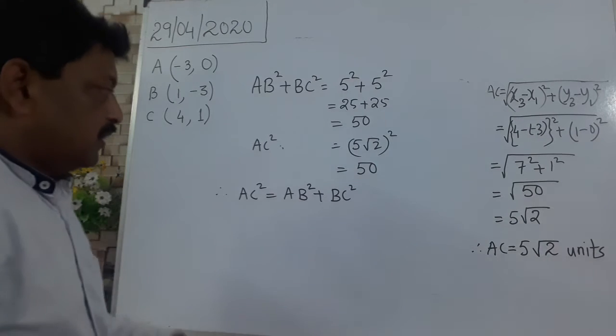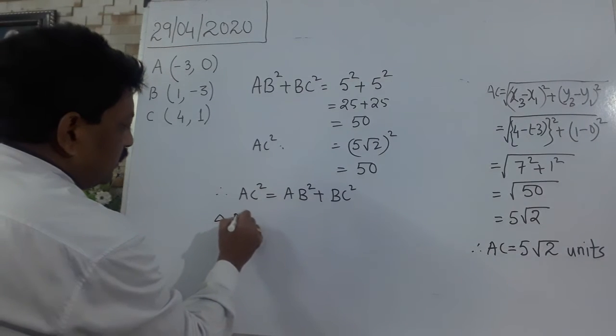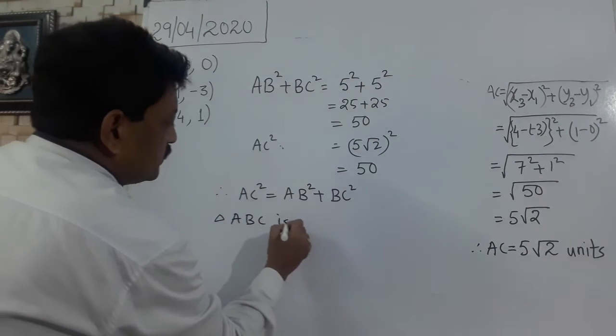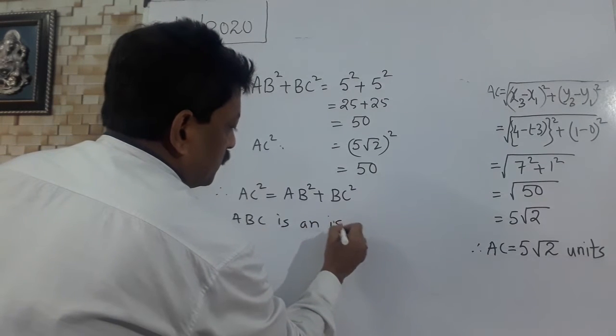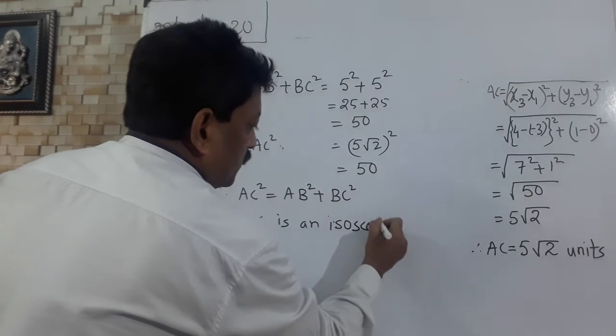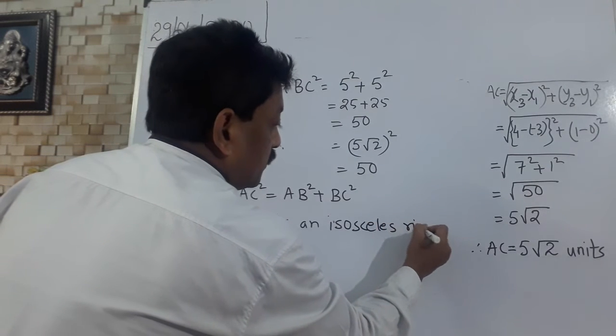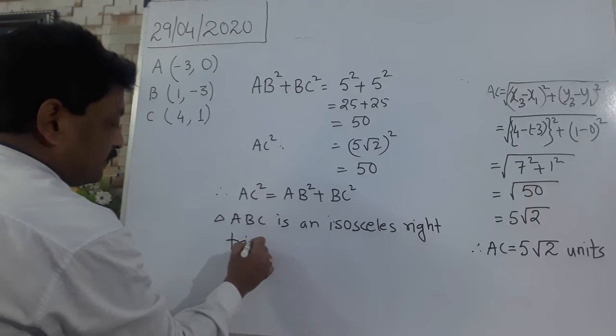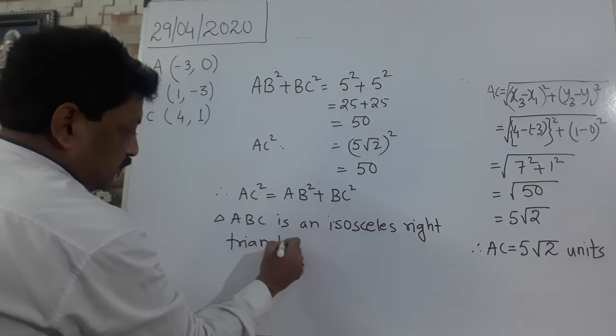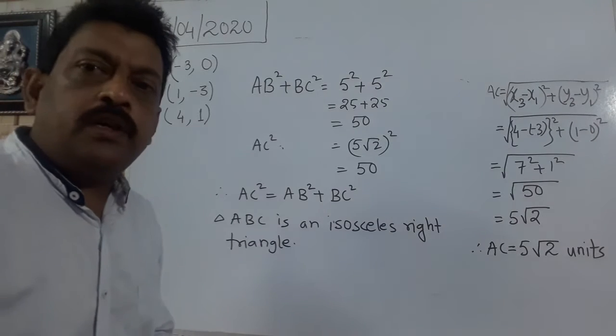So we can say that triangle ABC is an isosceles right triangle. Isosceles right triangle. Hope this is clear to you.